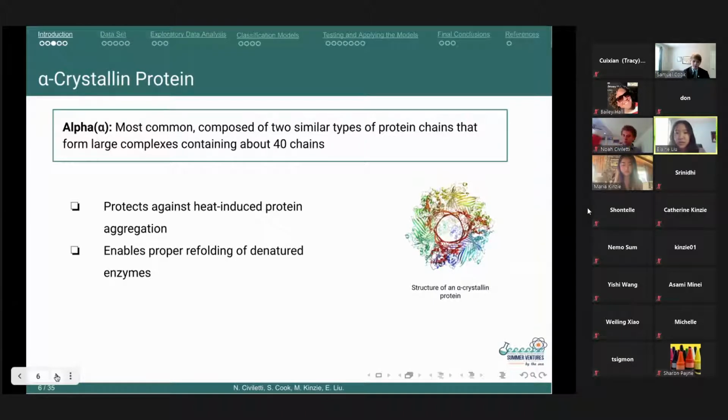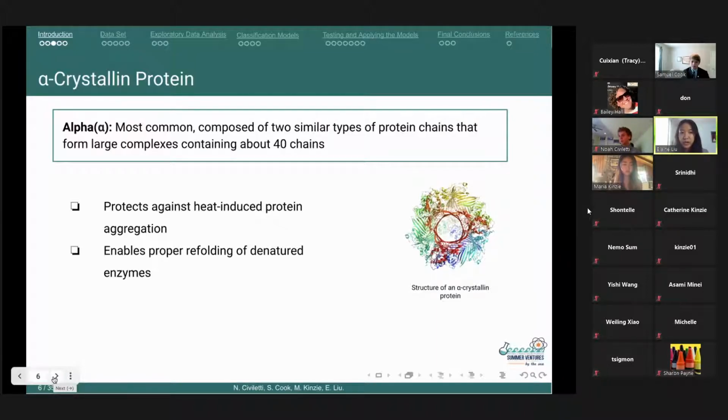So the main focal point of this research project is the alpha crystalline protein, which is a subunit or subprotein of the overall crystalline protein. They're most common, especially in the eye lens, and they're made up of 2 types of protein structures, as you can see in the image below. The repeated lines back and forth are called beta sheets, and then some twists and curls are called alpha helices.